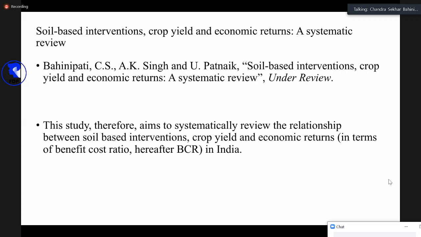Now the question is whether soil-based interventions have led to crop yield and economic returns, because you have different kinds of soil-based interventions. There are many individual papers which talk about how a particular soil-based intervention increases the yield and gets economic returns. Economic returns depend on the benefit cost ratio. So this study aims to systematize the relationship between soil-based interventions, crop yield, and economic returns, depending on the benefit cost ratio in India.